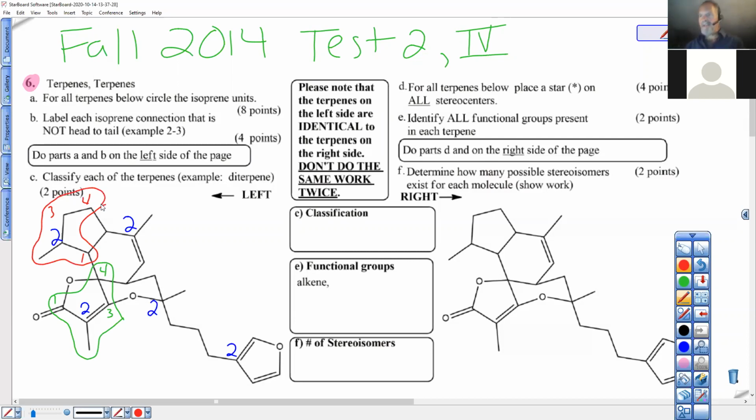And there's a head to tail linkage. Label each isoprene connection that is not head to tail. I'm not going to label this one. If I do on the test, you're not going to lose points. You're wasting your time. What does this have to be? Can't be a 3. Can't go 2, 3. That'd mean never be a 4. It's got to be a 1. 1, 2, 3, 4. I think this thing finishes itself.